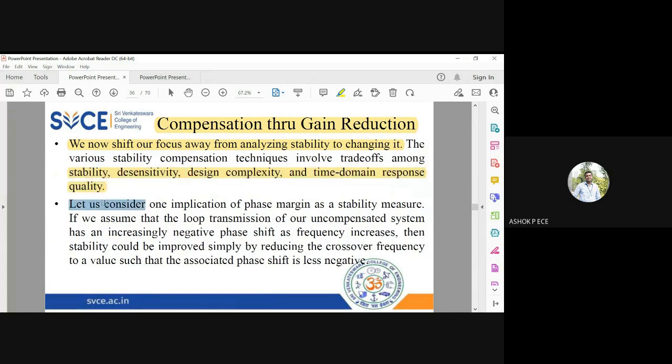Now we are going to consider phase margin as a stability measure. We assume that if an uncompensated system has a negative phase shift as the frequency increases, then the stability can be improved by simply reducing the crossover frequency so that the phase margin is less negative. The negative phase margin affects the stability of the system. So if by some technique I can make the phase margin less negative, then I can control the stability of my system.